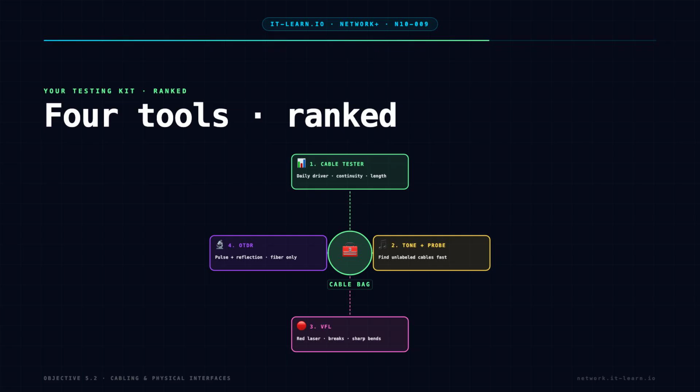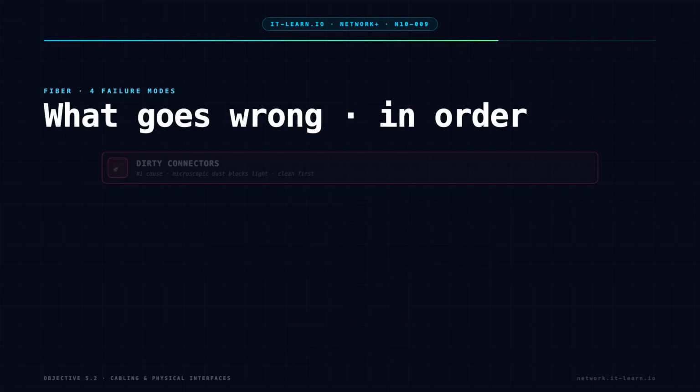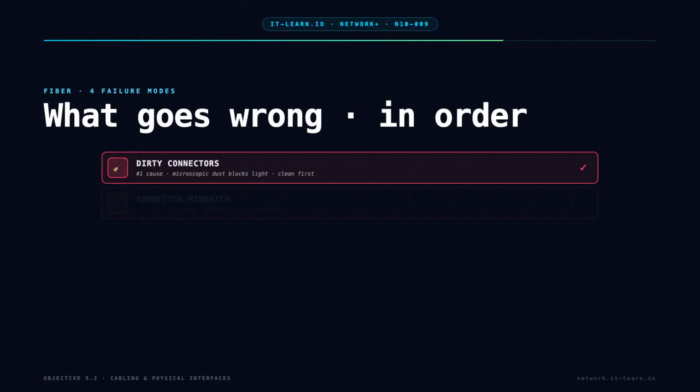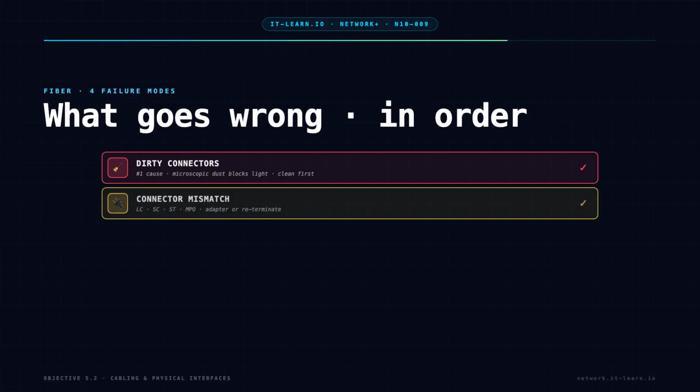Fiber has its own special list of failure modes. 4 of them. Dirty connectors. Number 1 cause of fiber problems by a wide margin. Even a microscopic dust speck blocks light. Always clean before you connect. Connector type mismatch. LC, SC, ST, MPO. They do not interchange. You need an adapter or a re-terminate.